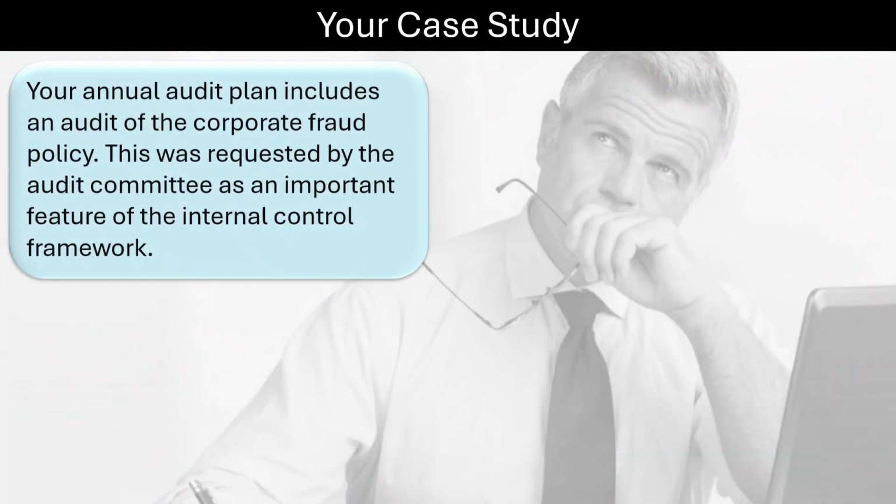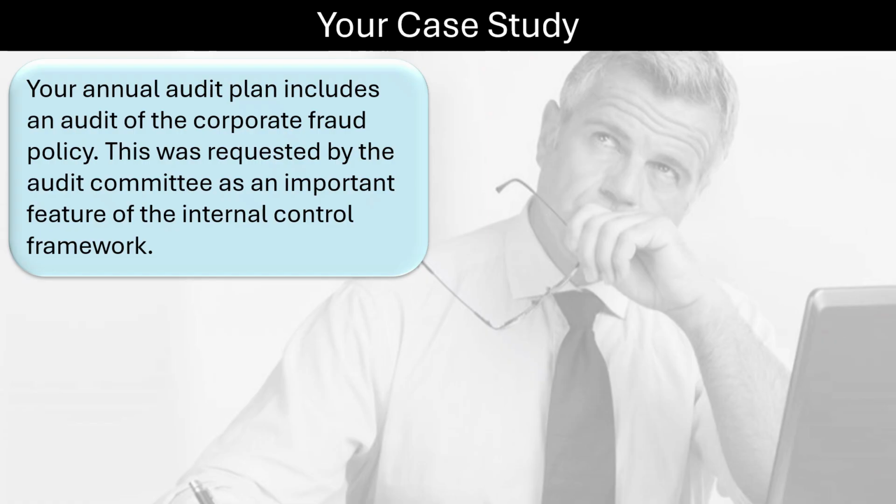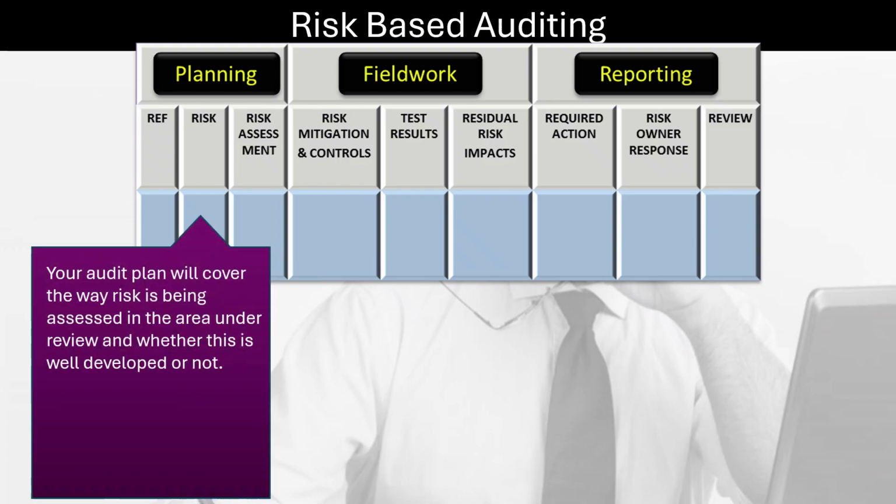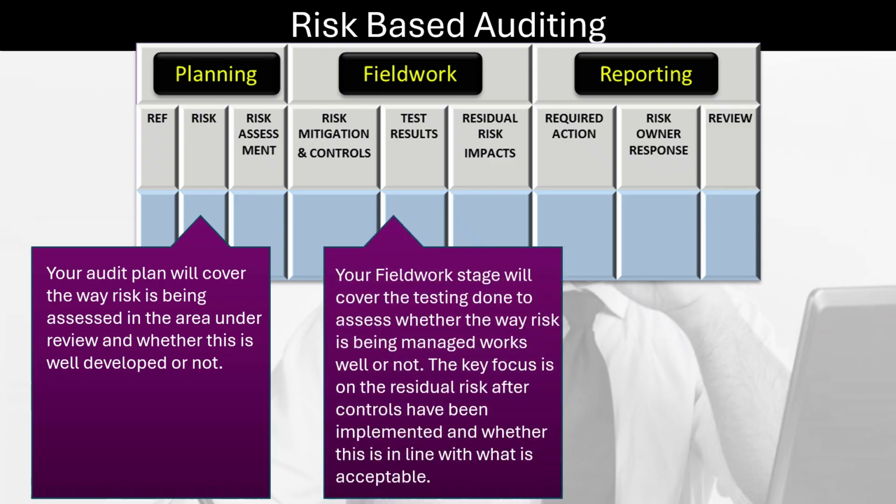We start your case study with a note in the annual audit plan, which includes an audit of the corporate fraud policy. This audit was requested by the Audit Committee as an important feature of the internal control framework adopted by the board. Your case study revolves around the three main stages of an audit, which we discussed earlier: planning the work, performing the fieldwork, and then reporting the results. In this straightforward example, we'll use the fieldwork summary to focus the audit work.